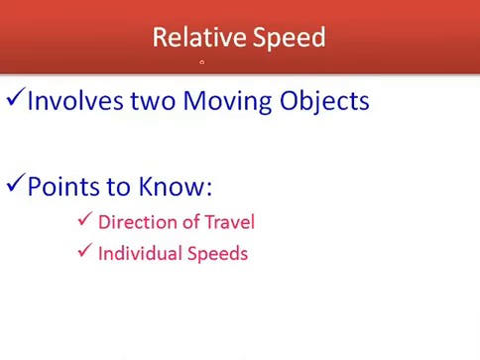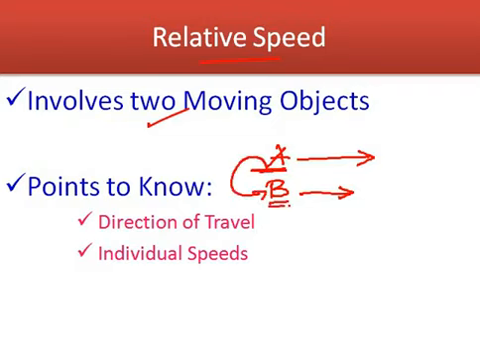To understand the concept of relative speed, let's take a small example involving two moving objects. Let's assume A and B, and let's assume A is moving in this direction and B is also moving in the same direction. Now, the speed of object A with respect to the speed of object B is going to be termed as relative speed.